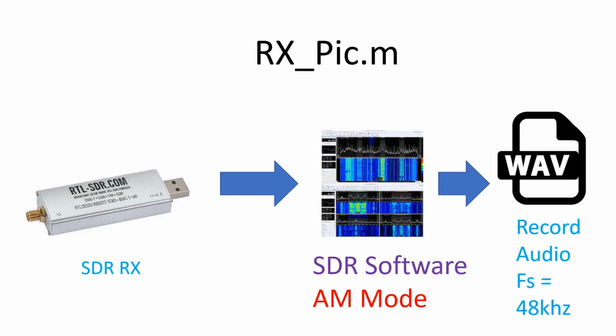All right, the receive file, basically the idea is the opposite. We are first receiving the signal using some SDR receiver, RTL dongle, whatever you want. That goes into SDR software. You're setting that software to AM mode, and you're telling the software to record the audio and set the audio sample rate to 48 kilohertz. So essentially we're going to record the audio and then process it in MATLAB.